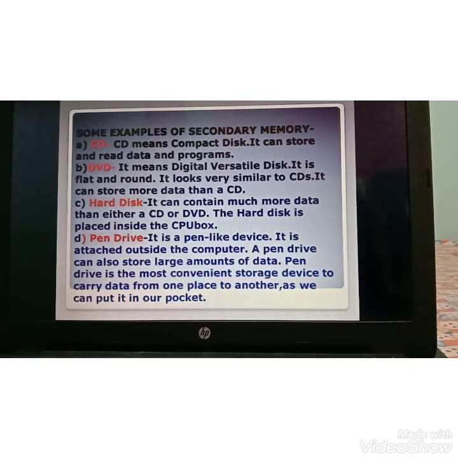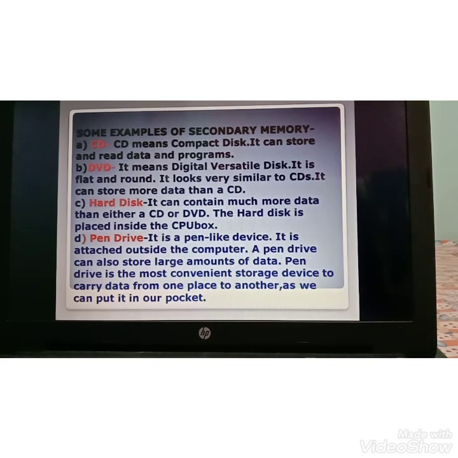Some examples of secondary memory. Let's see what they are. Number one, CD. CD means compact disc. It can store and read data and programs. CD you have seen, the circular metallic disc where we can record or store music, videos, and so on.